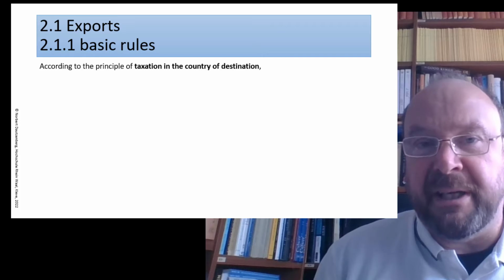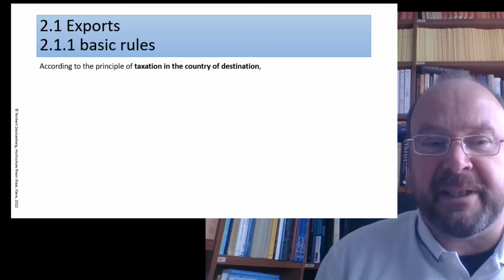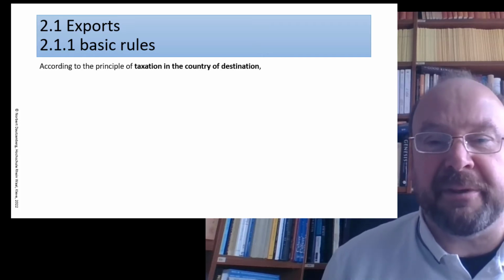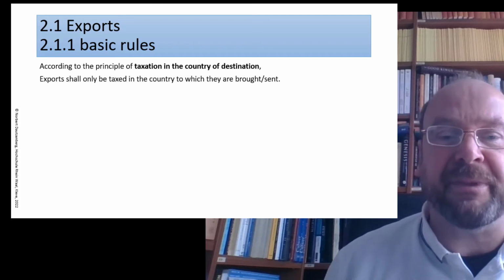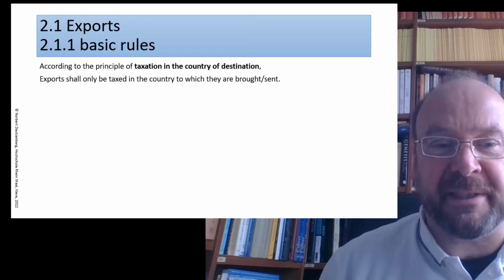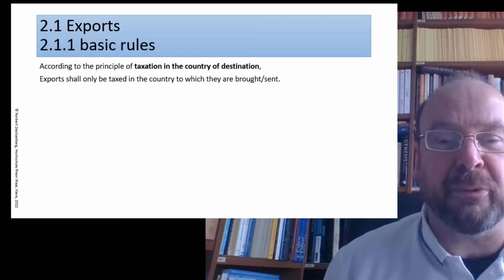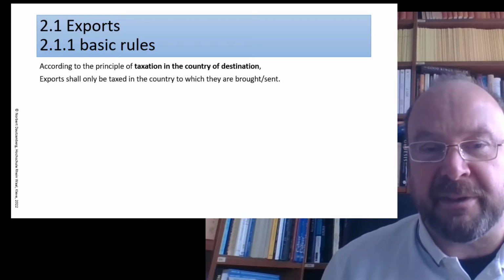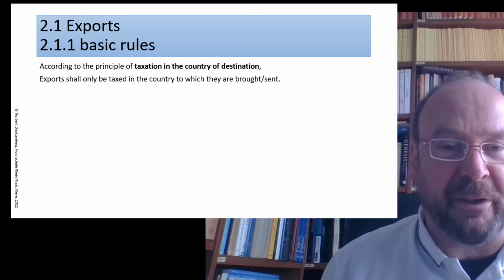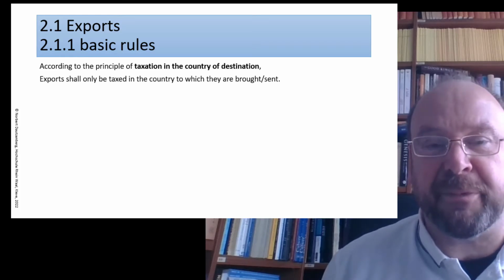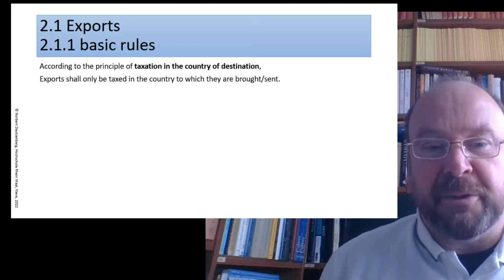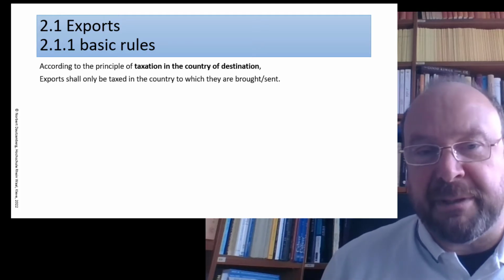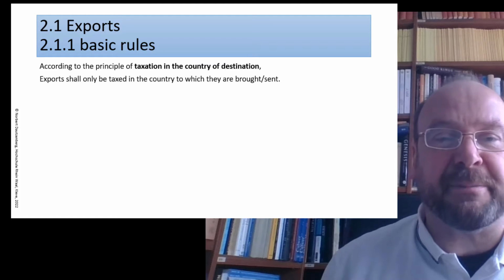According to the basic principles of value-added tax, taxation should happen in the country of destination. So exports should only be taxed in that country to which they are brought or sent by the customer or by the deliverer or by someone else on the order of one of those. So that is a bit puzzling. Why is then an export taxable?